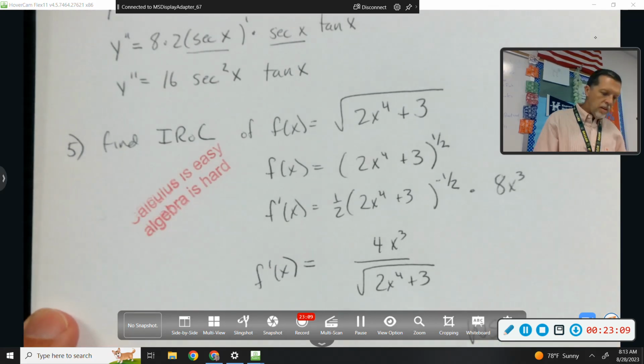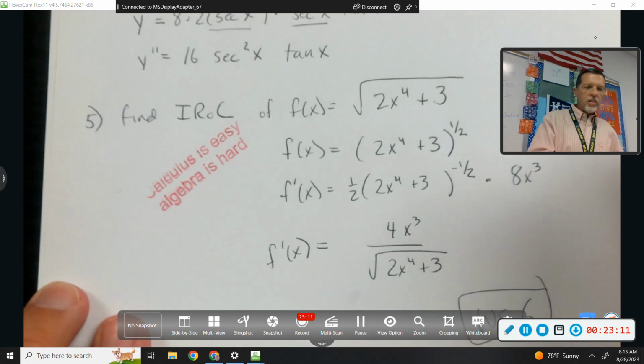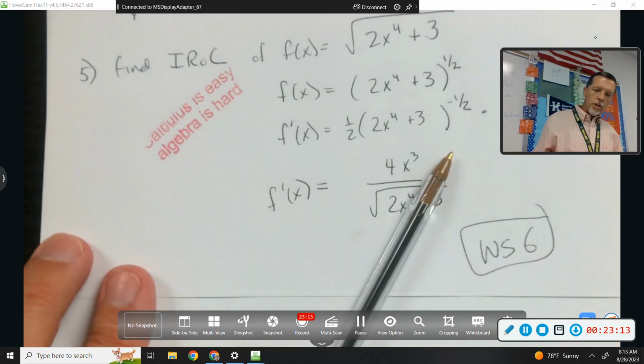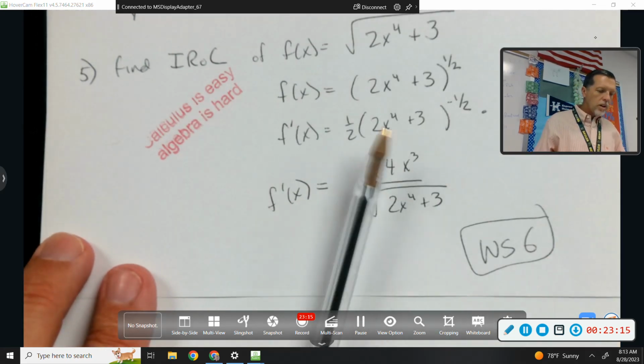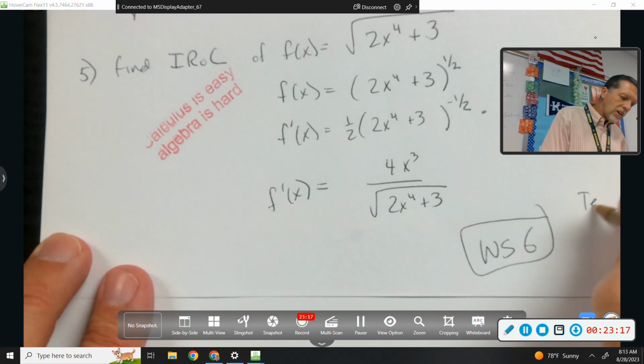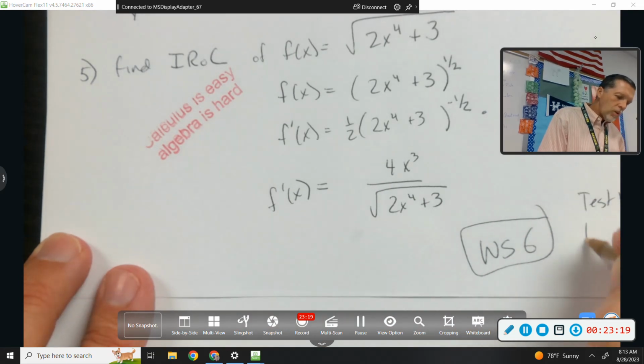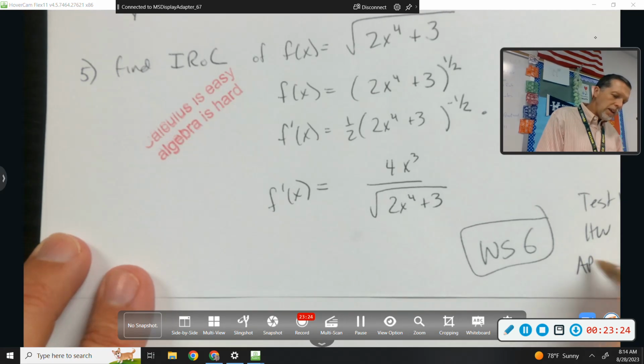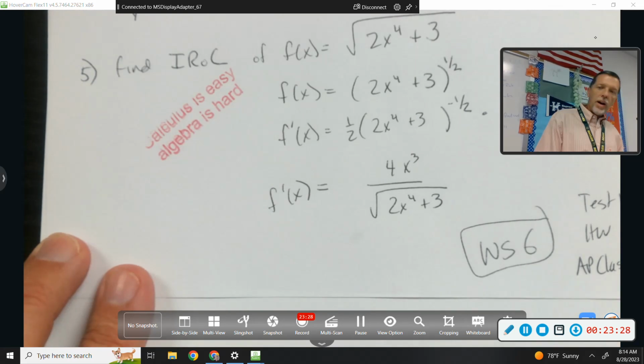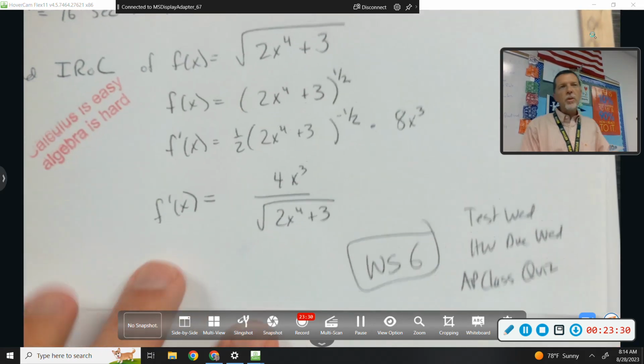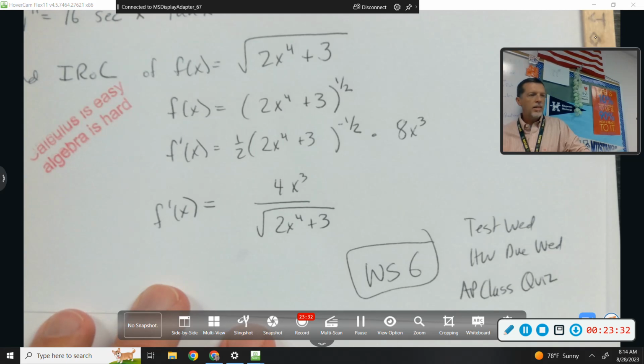Alright, chain rule is worksheet 6. Work on that. We'll answer some questions tomorrow. We'll review tomorrow. You have a test on Wednesday. You have homework due on Wednesday. You've got an AP classroom quiz due by Thursday for some bonus points on the test. A lot of stuff going on this week.